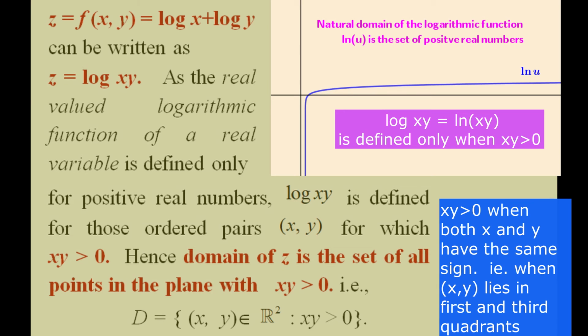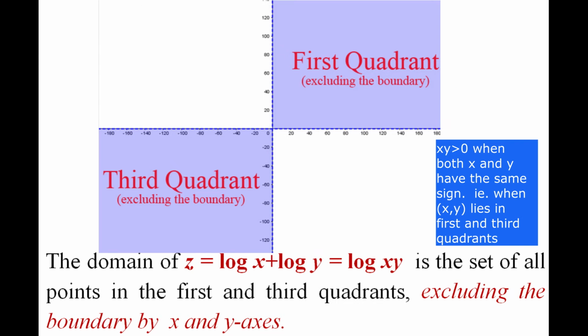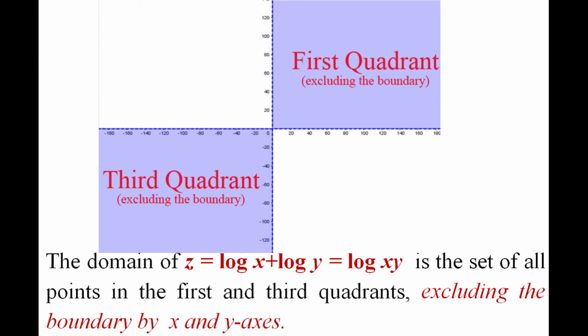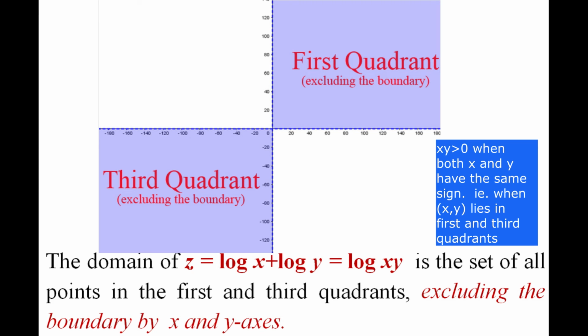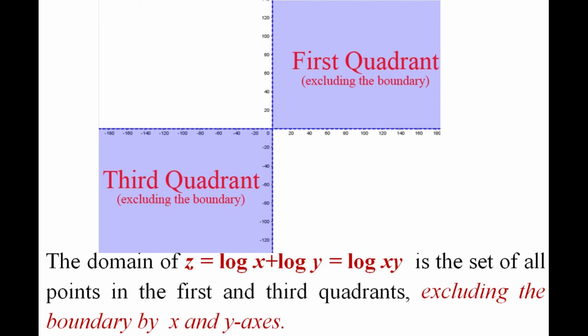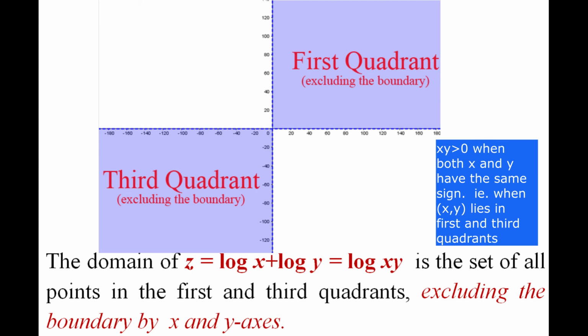That is, D is the set of all ordered pairs xy in R square such that the product xy is greater than 0. That is, the domain is the set of all points in the first and third quadrants excluding the boundary by the x and y axes.